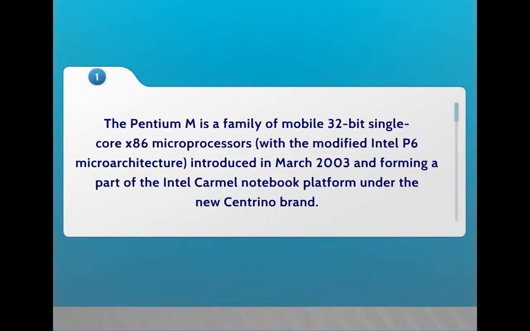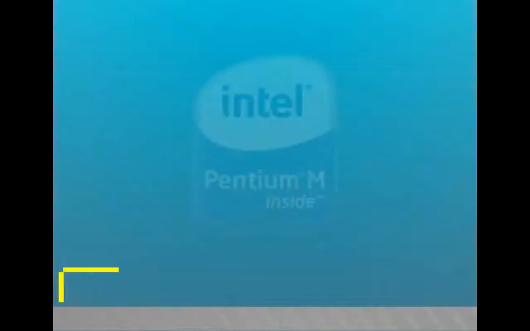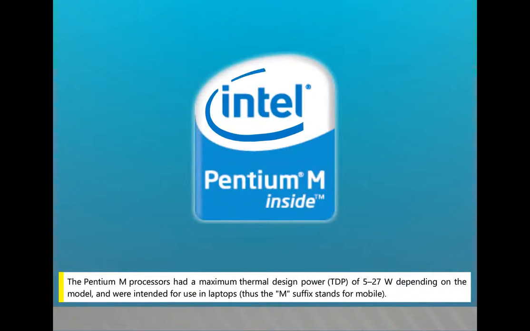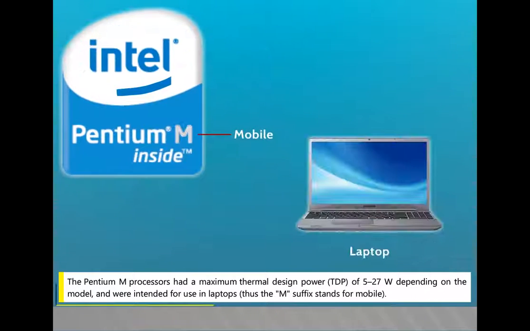The Pentium M is a family of mobile 32-bit single-core x86 microprocessors, that is with the modified Intel P6 microarchitecture introduced in March 2003 and forming a part of the Intel Carmel notebook platform under the new Centrino brand. The Pentium M processors had a maximum thermal design power, that is TDP, of 5 to 27 W depending on the model, and were intended for use in laptops. Thus the M suffix stands for mobile.